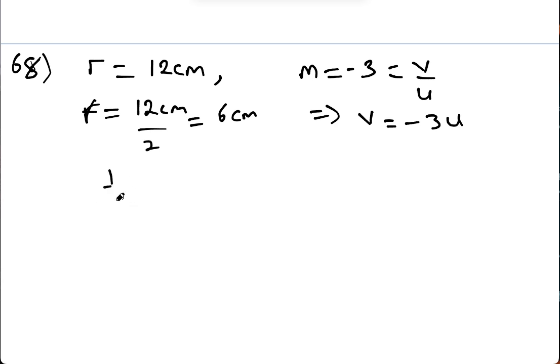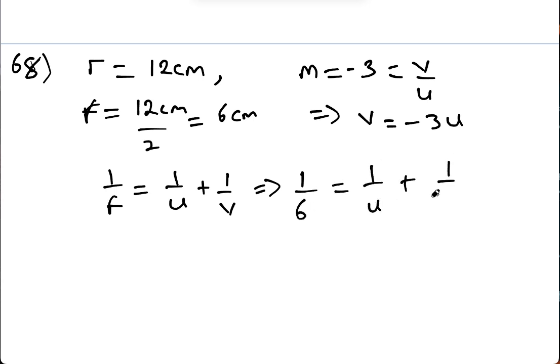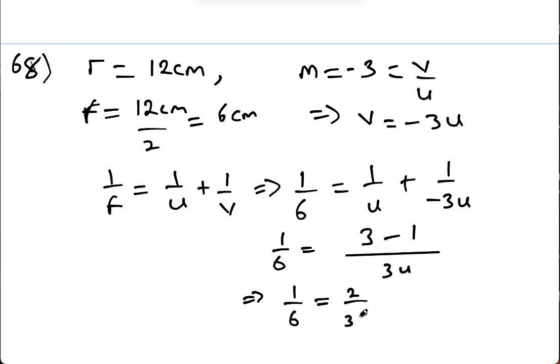Using our mirror formula, we know that 1 over f equals 1 over u plus 1 over v. Now, in this place, I can substitute the values that I have already. This will be 1 over 6 equals 1 over u plus 1 over negative 3u, because v I've been able to substitute as negative 3u. So when you find the LCM in this place, you have 3u, then this will be 3 minus 1.